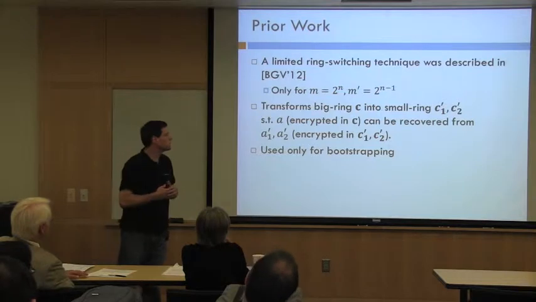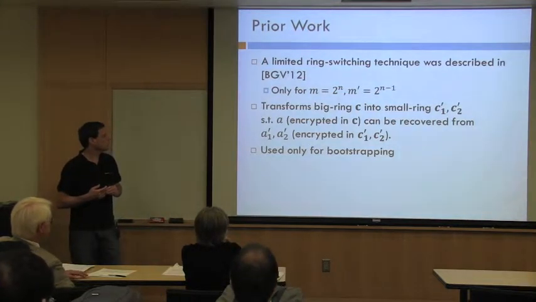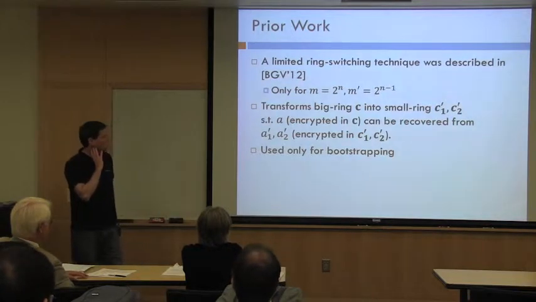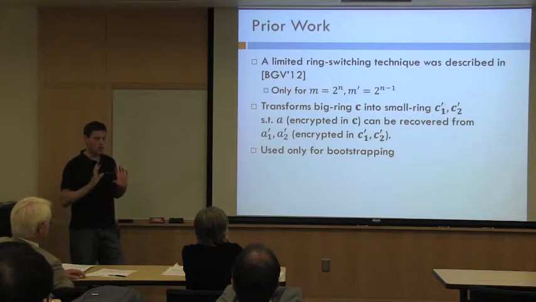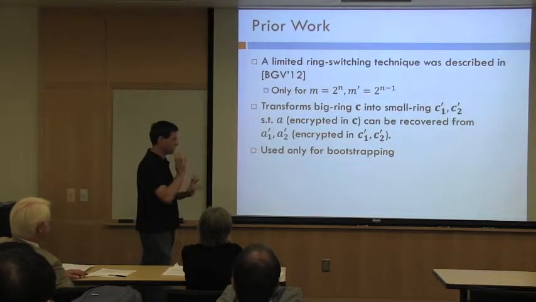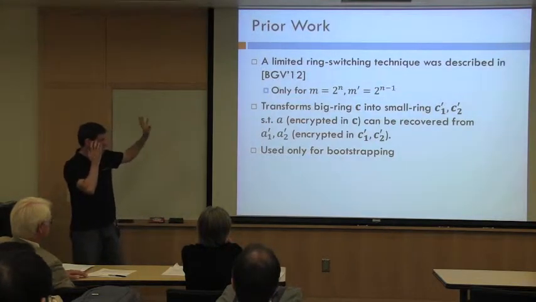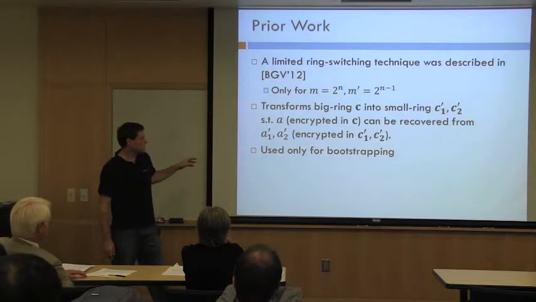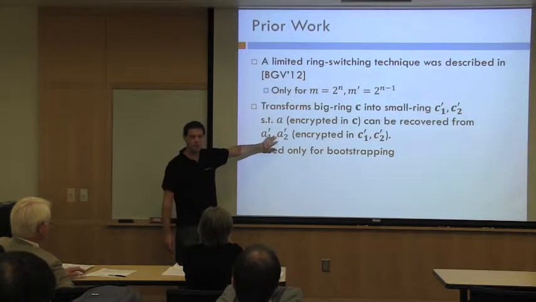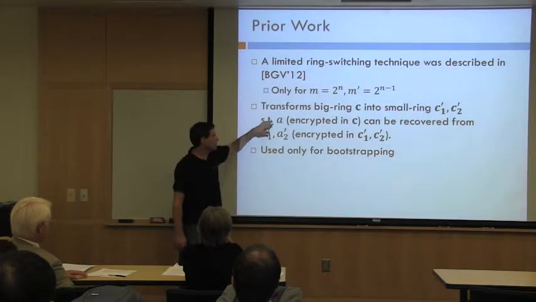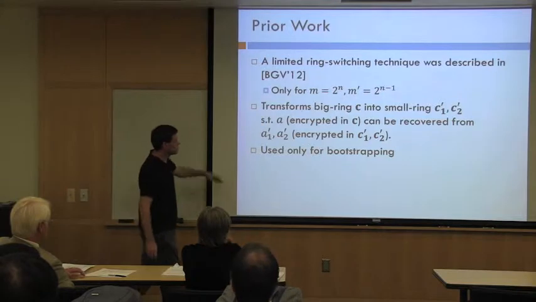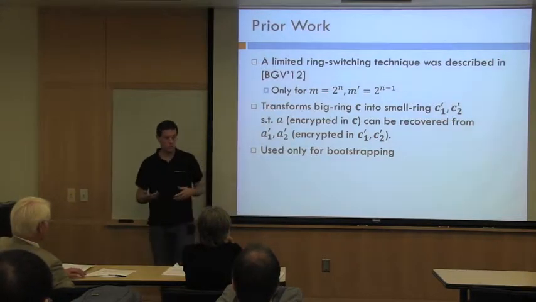The first work of this type was by Brakerski, Gentry, and Vaikuntanathan. They had a special case of a transformation of the form that we're looking for, which worked when M was a power of 2. It was not meant to work with these encodings of GF(2^D) elements. They had a big-ring ciphertext C, and they transformed it into two small-ring ciphertexts C1 and C2, such that the thing encrypted in the big one can be recovered from the things encrypted in the small ones. M and M' were powers of 2, one of them 2^N and the other 2^(N-1). And that was used for bootstrapping. When the dimension is a power of 2, you can think of breaking it into even coefficients and odd coefficients, which is essentially what they did.